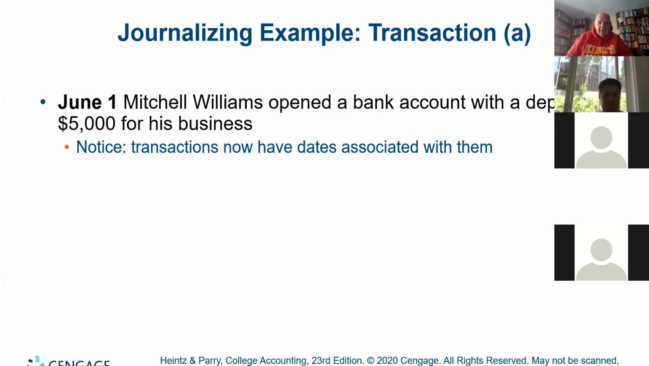So here we go. Mitchell invested $5,000. He's invested in this business 3 times. $5,000, right?